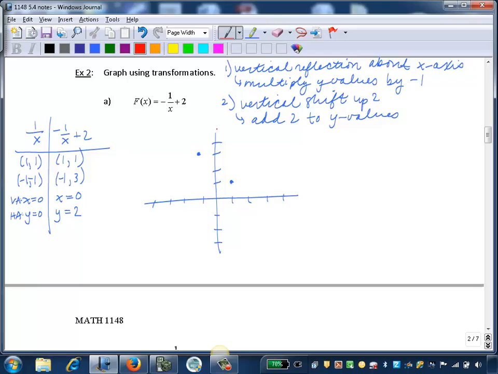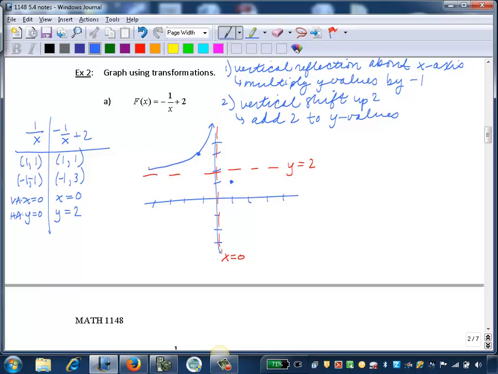So we still stay on the y-axis, x equals 0. Now that horizontal asymptote, that y equals 0, shifted up 2. So now we have a horizontal asymptote up here at y equals 2. Once you sketch those, I think it makes it easier to sketch these branches in between the grid.